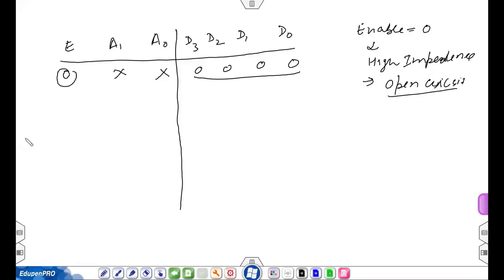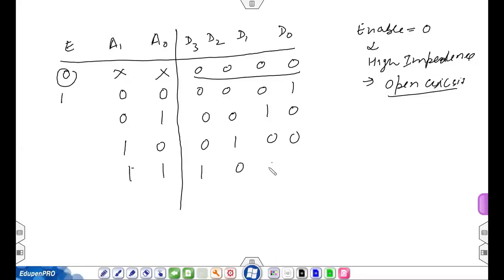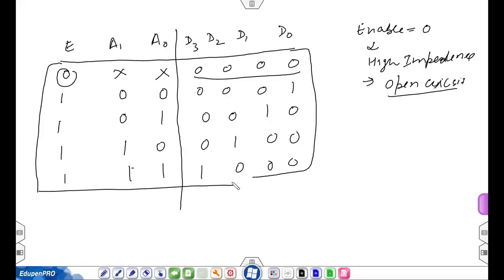Then if your enable is 1, your input may be 0, 0, and in this case you take output 1 there. Then for 0, 1, you take 1 there; for 1, 0, you take 1 there; and again for 1, 1, you take 1 there, with enable 1. In this way, firstly you need to design a truth table for the decoder circuit.